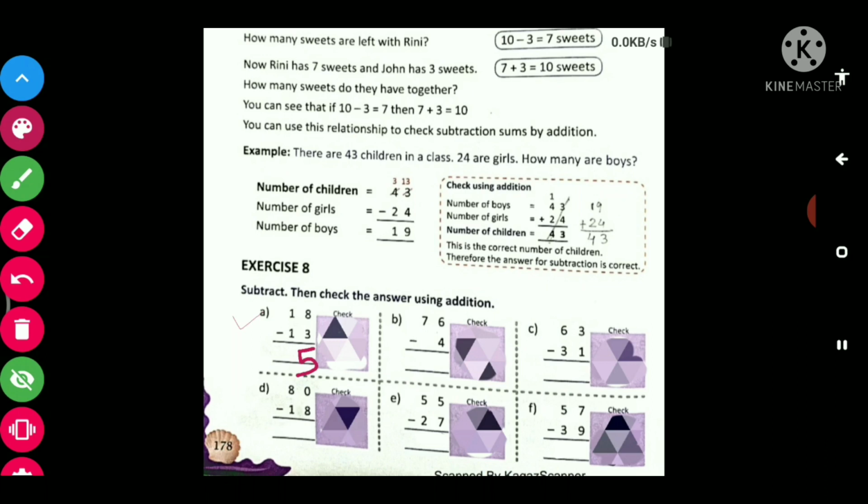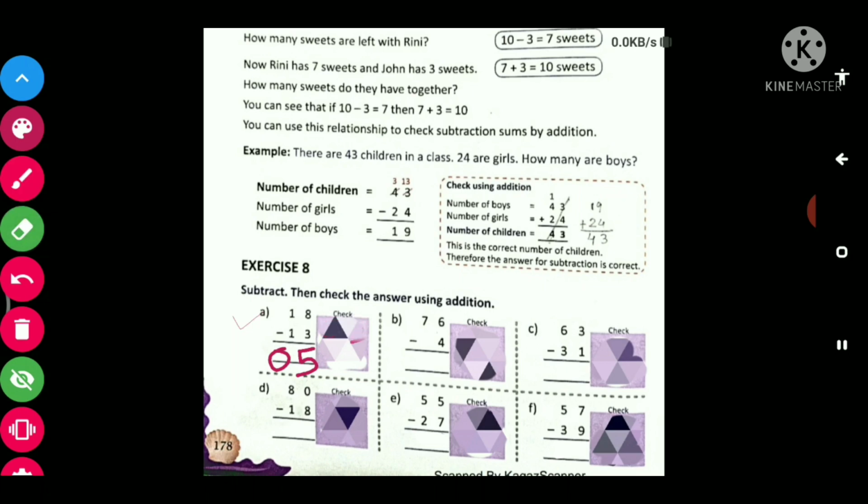5, right? 1 minus 1, it will be 0. So our difference is what? 5. Right? Now we'll check whether our answer is correct or not. Okay, how can we check this one? So we'll take our difference, that is 5, and I will write it here.